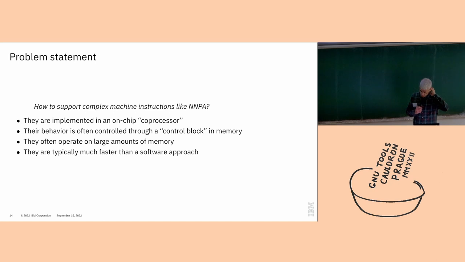The problem statement is maybe a little bit wider and would also apply to other tools, but I'm focusing on Valgrind now. These instructions are implemented in an on-chip coprocessor, as we have seen. Their behavior is often controlled through a control block, like we discussed before. You pass the arguments in a memory block. They often operate on large amounts of memory, so you can do a matrix multiplication with thousands of elements with one instruction. Then the instruction comes back and the result is already there. They are way faster than the software approach, and emulating the instructions would be even slower than the software approach, a slowdown of a factor of, I don't know, 1,000 or something.